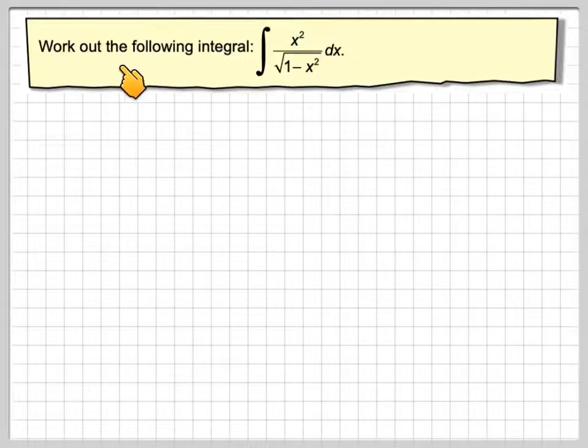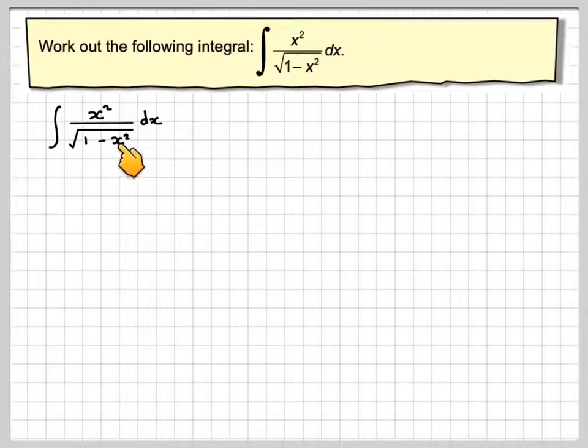Hi, in this video I'm going to work out the following integral, the integral of x squared over the square root of 1 minus x squared dx. So, integral of x squared over square root of 1 minus x squared dx.